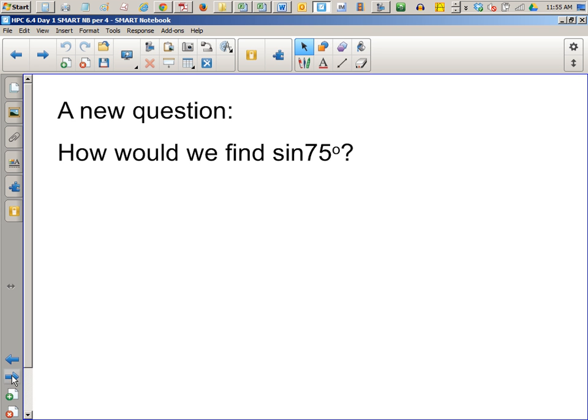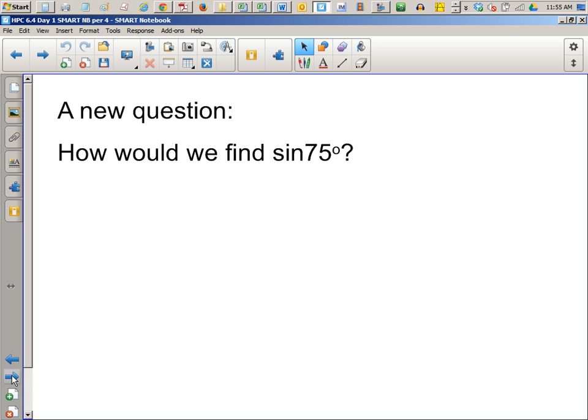Okay, I have a new question. How would you find sine of 75 degrees? What would most people probably do? If I said find sine 75, what would you probably do? Get out your calculator, right? So what is it about sine 75 that makes it a calculator problem?